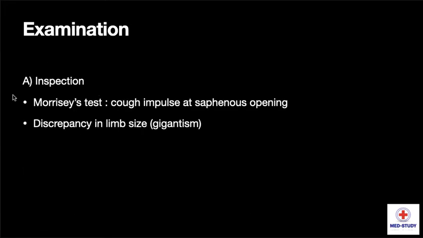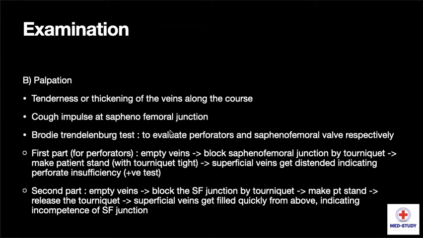Continuing with inspection, there is Morris's test, which inspects cuff impulse at the saphenous opening. We have to also inspect for discrepancy in the limb size as seen with gigantism. Now coming to palpation. First we have to palpate for tenderness or thickening of the veins along the course. We have to palpate for the cuff impulse at saphenofemoral junction. Now coming to special tests, including first is Brody-Trendelenburg's test to evaluate perforators and saphenofemoral wall respectively.